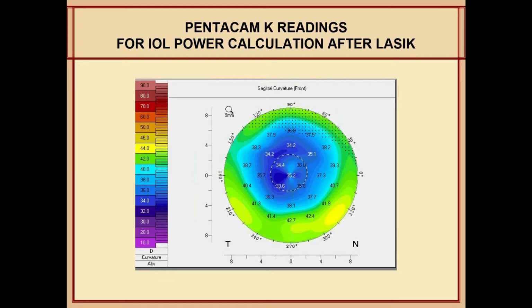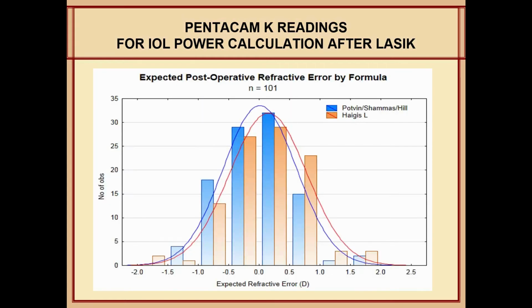Now, after LASIK is another problem that we all face, and I don't know if some of you know, but I wrote a formula, the no-history formula, for post-LASIK cases. And as you know, LASIK flattens the front surface of the cornea and does not touch the posterior surface of the cornea. And that creates a problem in the calculations. I'm not going to go into much detail on that, but let me show you what the Pentacam people did.